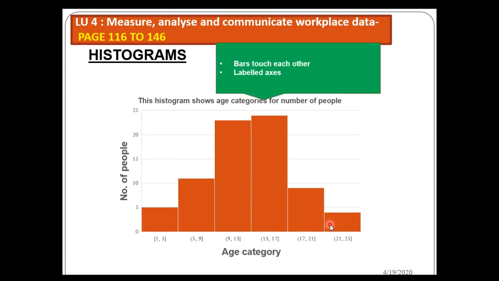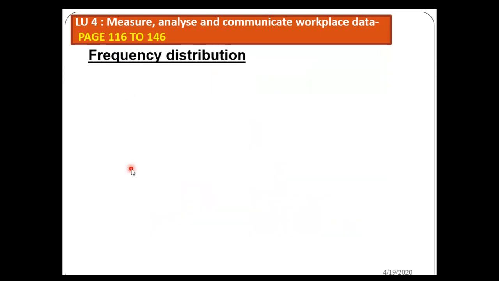Again, remember, bars touch each other, and again we need to label this axis. We call this x-axis and we call this y-axis. We've got what we call the frequency distribution. To be honest with you, the frequency distribution is just the same as when we were doing the categorical data, where we say there are 25 people within the age of, let's say, 60 and 70. Can you see? That will be the frequency distribution.